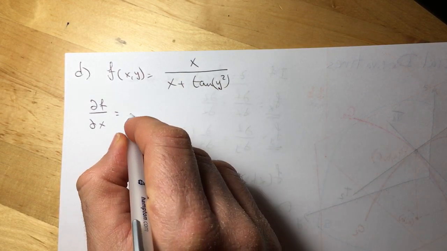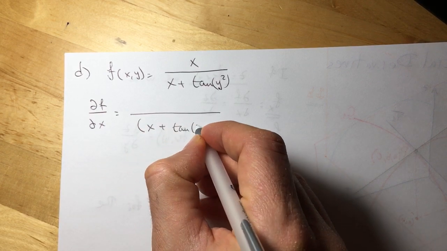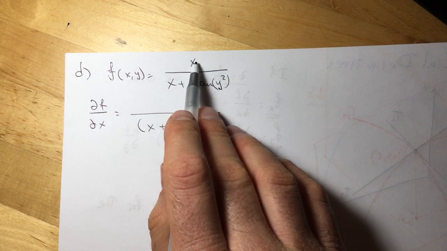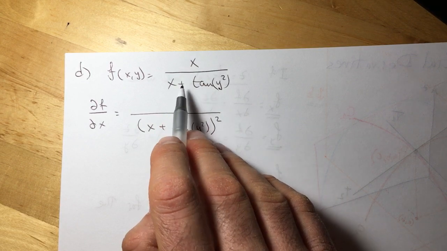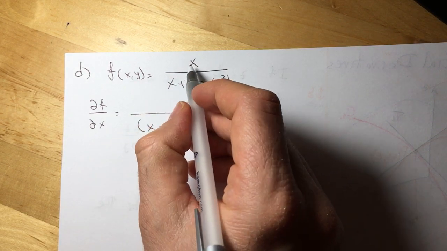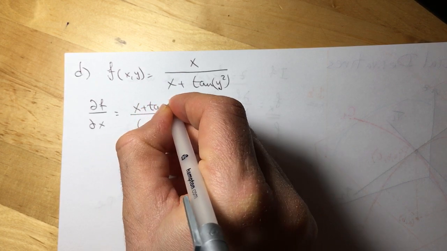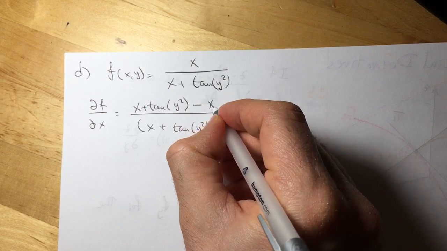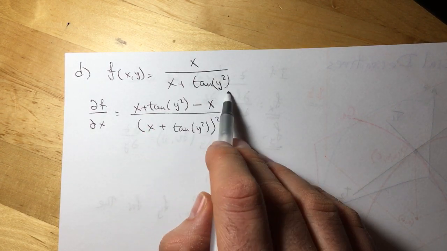We have to use the quotient rule, so we square the denominator right away: x plus tangent of y squared, squared. Then the derivative of x with respect to x is just 1. So the derivative of the numerator times the denominator: 1, the derivative of x, times the denominator, x plus tangent of y squared, minus x, the numerator, times the derivative of the denominator.